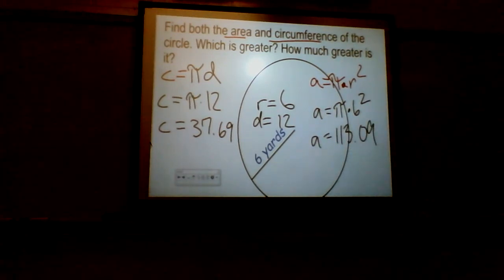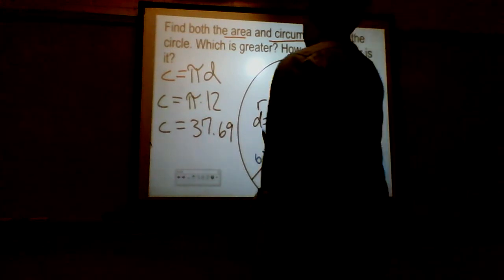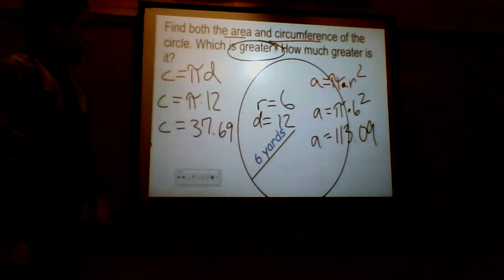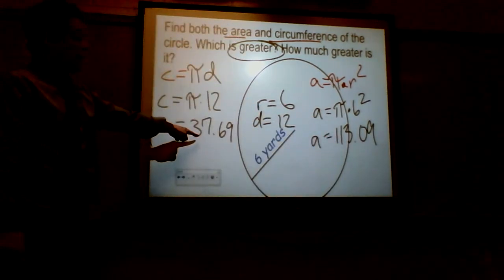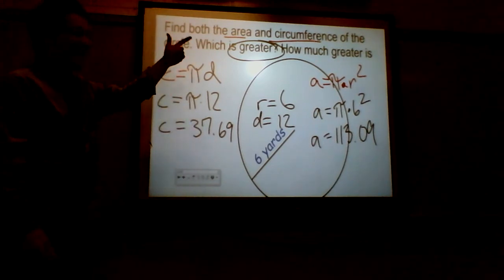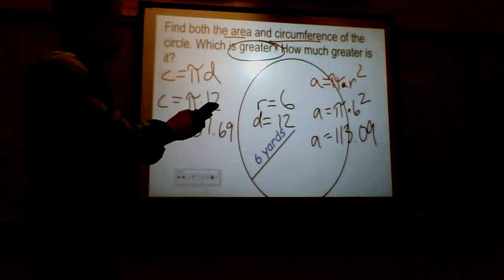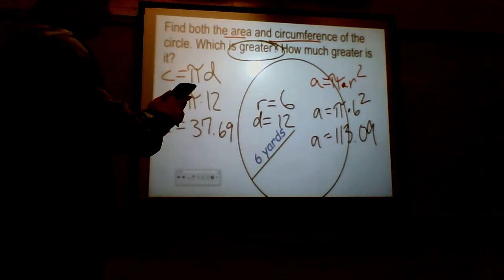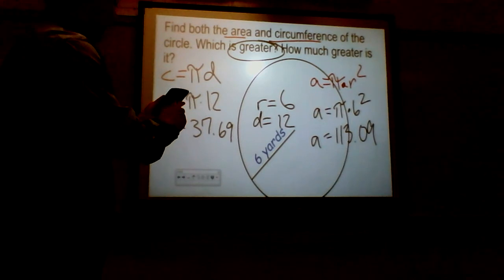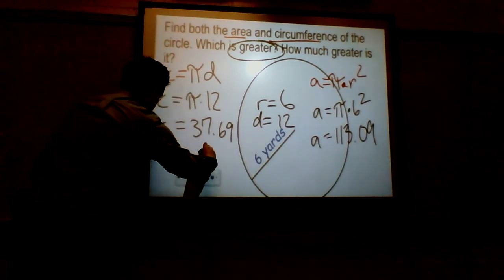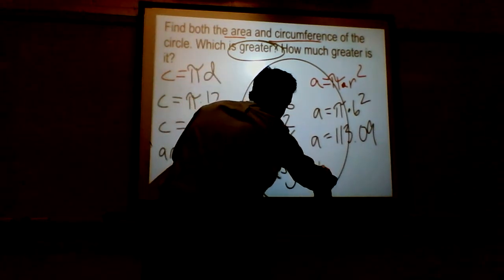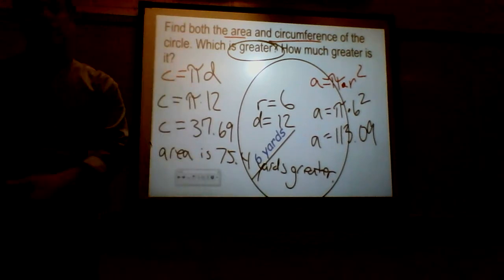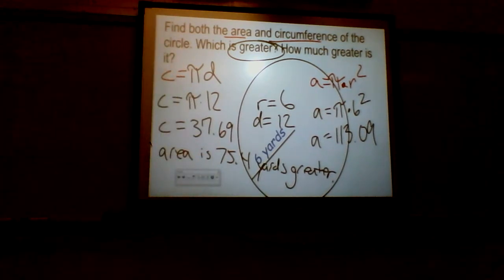Pretty easy. Which is greater? Well, I'm no math genius, but I know that 113 is a greater number than 37 and 69/100ths. How much greater is it? All I'm going to do is subtract my area, which is the larger amount, minus my circumference, and I find out that the area is 75.4 yards greater. In this and all problems, if you need help and need another example, please pause it, rewind, and watch the video again.